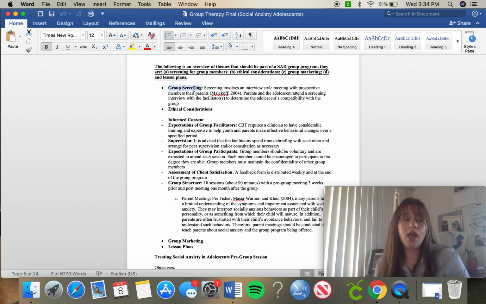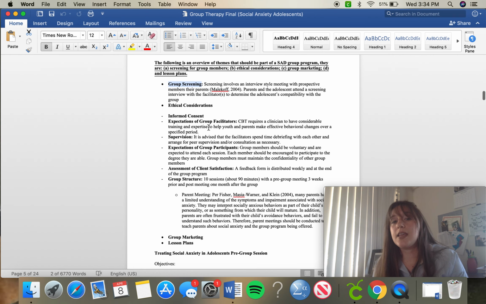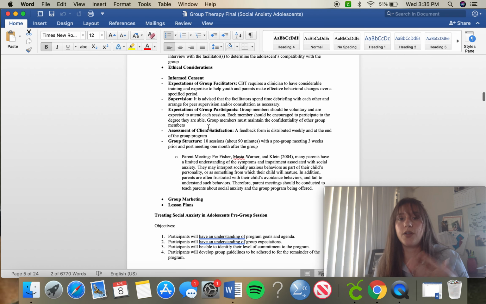It involves an interview style, and you're meeting this prospective adolescent. The parent and the adolescent will attend the screening, and then you as a facilitator will determine if the adolescent is compatible with the group. The next theme regarding SAD and group therapy is the ethical consideration component of it.